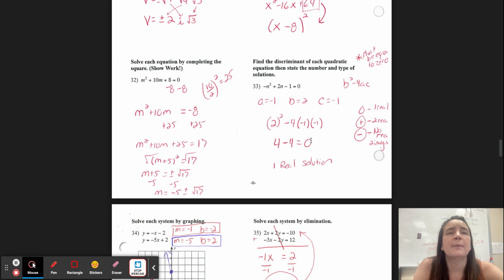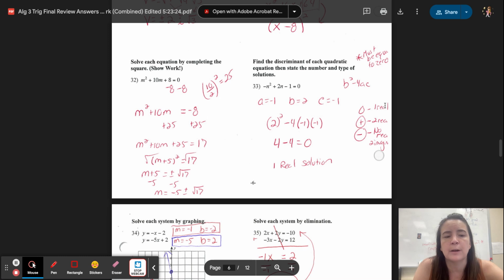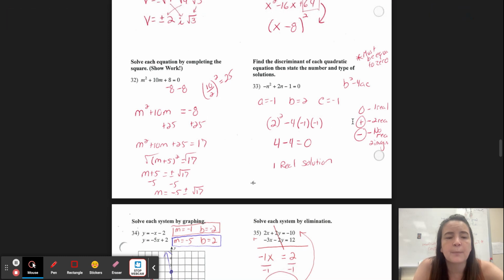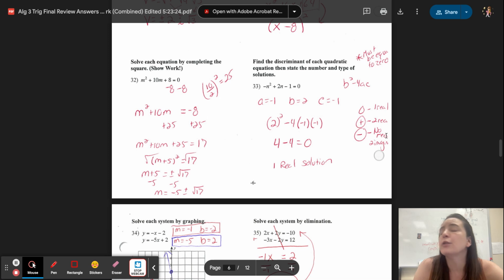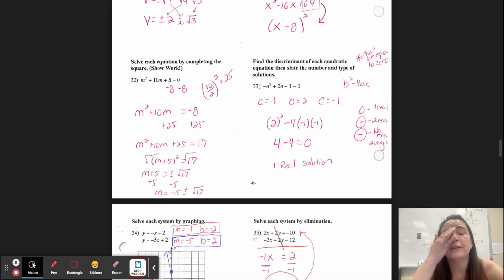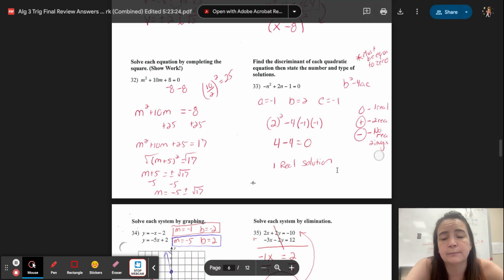Now, the type of answer I get depends on what answers I'll have for the entire problem. This is not the answer to what n is. This is just helping me figure out what type of answers I will have. If it comes out to be 0, you will only have one real solution. If it comes out to be a positive number, you will have 2 real solutions. If it comes out to be a negative number, you will have no real solutions, but you will have 2 imaginary solutions. That's what they're expecting you to know and write down.